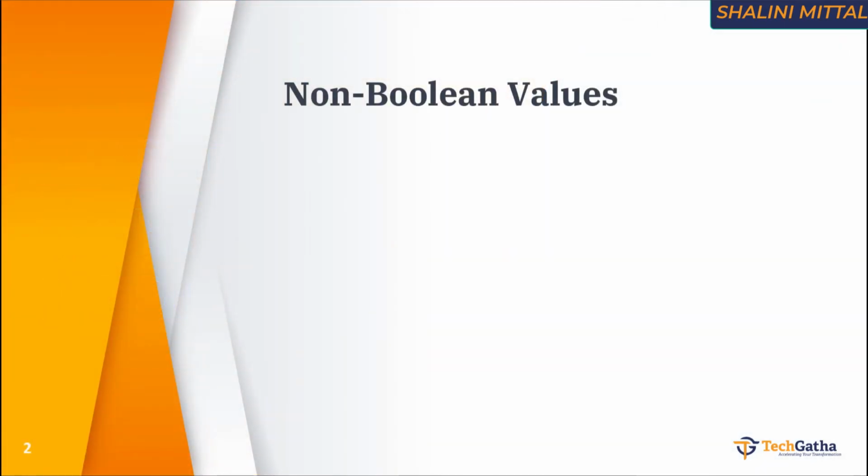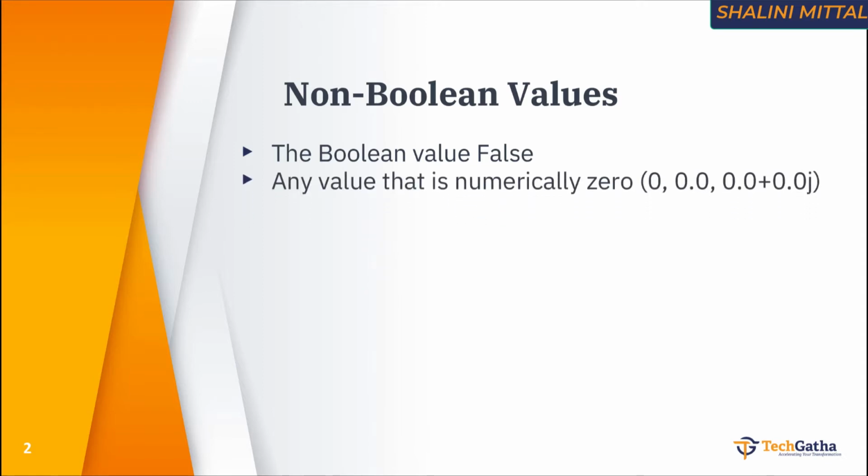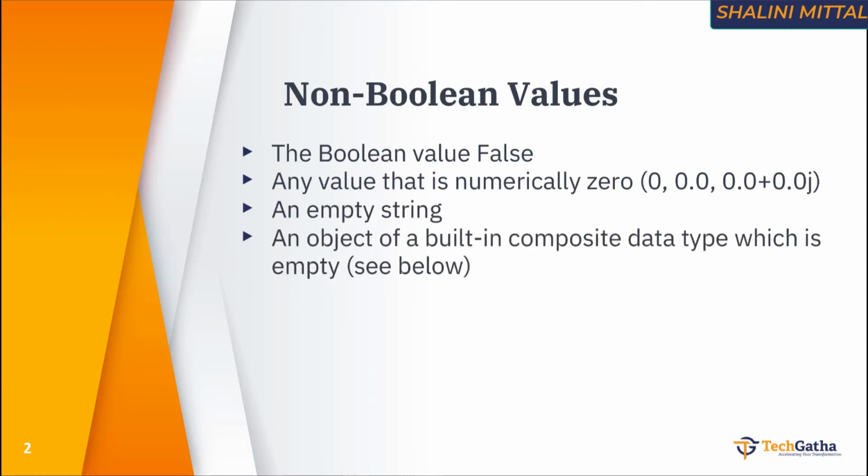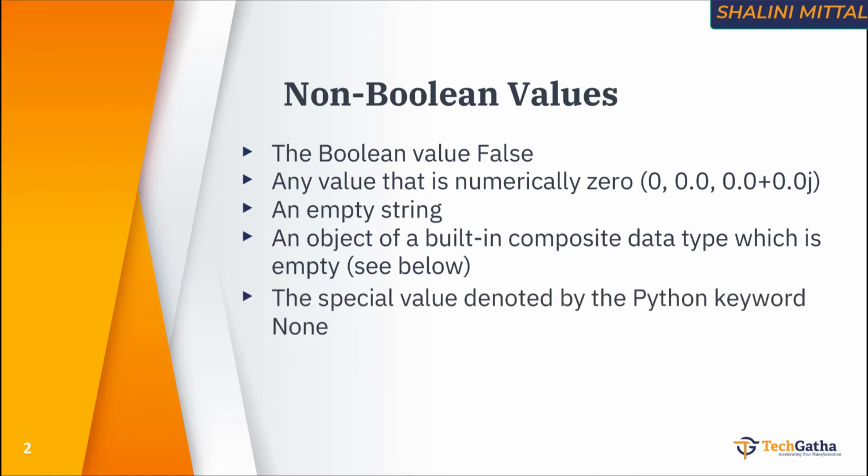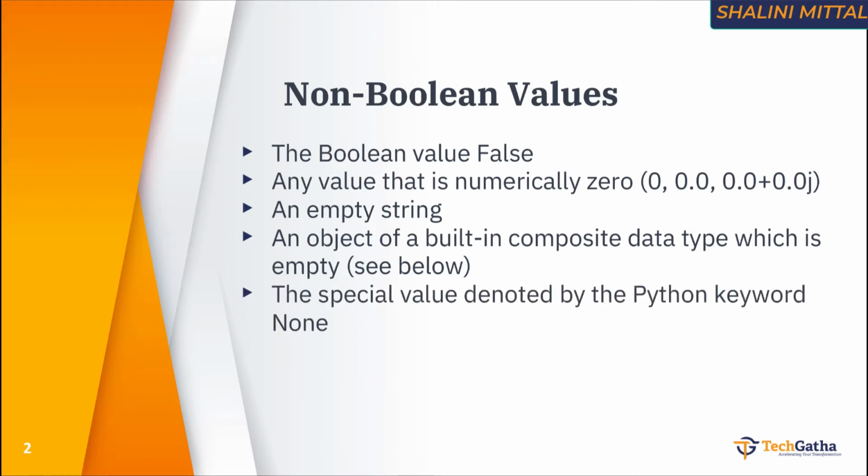There are a few rules with respect to evaluation of non-Boolean values in Python. First, the Boolean value false is false. Any value that is numerically 0 is considered false in Python. An empty string is false. An object which is empty is false, and the special value None is also false.